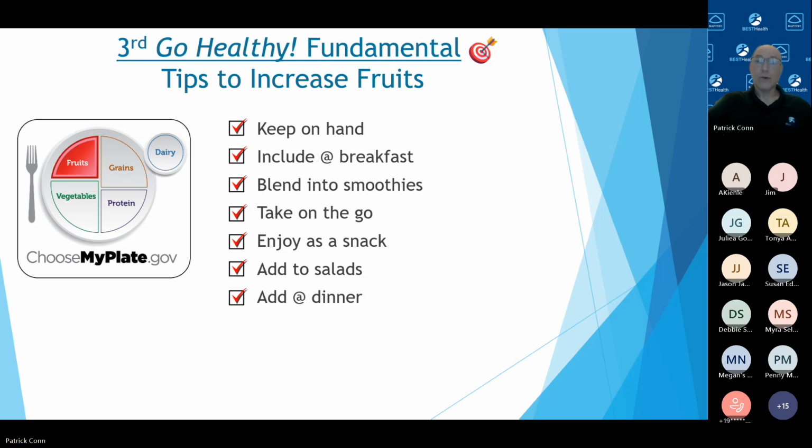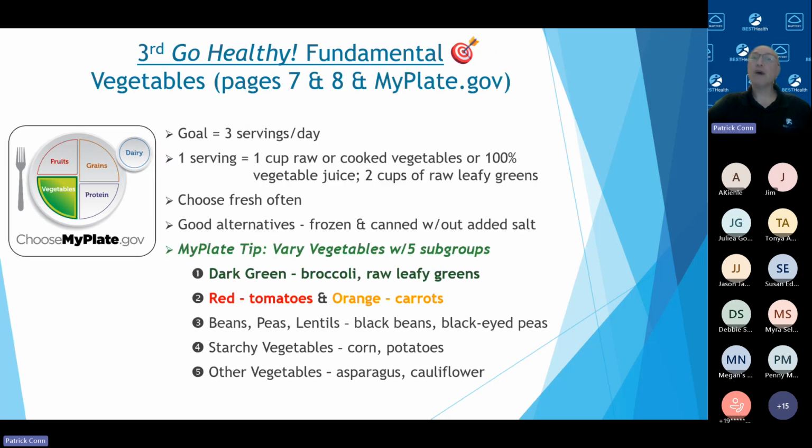All right. Which now is going to take us to our vegetables. This is on page 7 and page 8 of your booklet. Again, you can go to that myplate.gov website, go into that Eat Healthy tab, click on vegetables, and again, you're going to learn this information plus a whole wealth of information. And it's even going to break down all kinds of different vegetables, okay? So the general goal for vegetables is 3 servings per day. 1 serving equals 1 cup raw or cooked vegetables, or 100% vegetable juice, or 2 cups of raw leafy greens.